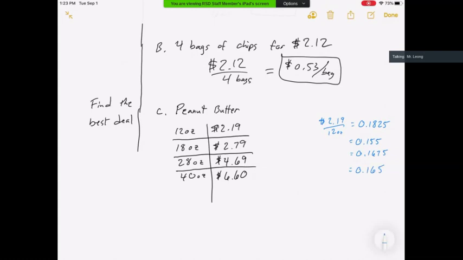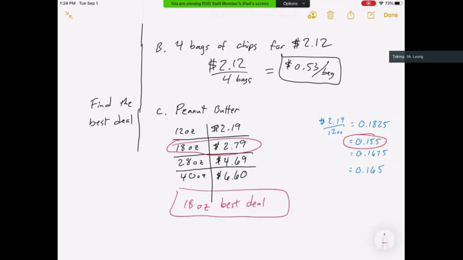Okay, so which one, 1, 2, 3, or 4, show me with your fingers, is the best one? Ethan says 2. Alan says 2. Stella says 2. Peyton says 2. Joseph says 2. If you look at the numbers, you go by the one that is the cheapest, right? So in that case, it's going to be this one right here, the 18 ounce. The 18 ounce is the best deal.